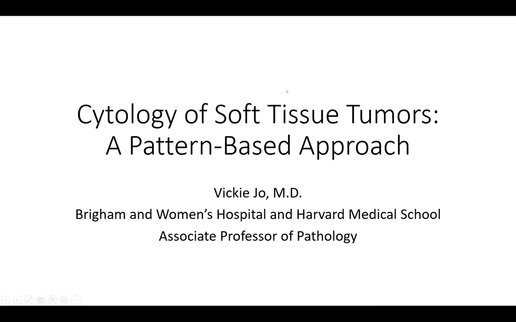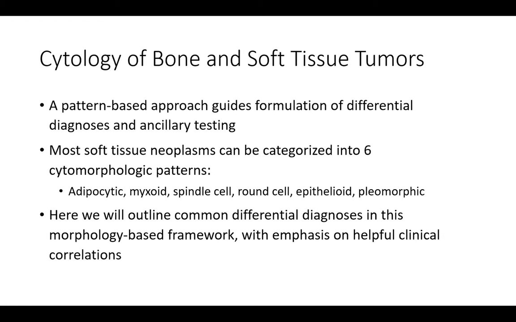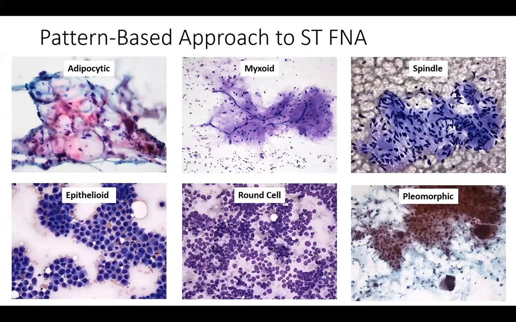All right, so again, this is cytology of soft tissue tumors. This is an area that is notoriously challenging for all practicing cytopathologists. Here we'll talk about using a pattern-based approach, which will help guide the formulation of differential diagnoses and ancillary testing. Most soft tissue tumors fall into these six main cytomorphologic patterns: adipocytic, myxoid, spindle cell, round cell, epithelioid, and pleomorphic. Here we will outline common differential diagnoses in this morphology-based framework with emphasis on helpful clinical correlations to guide diagnosis. As I mentioned previously, these are the six main patterns, and we'll walk through all six of these.